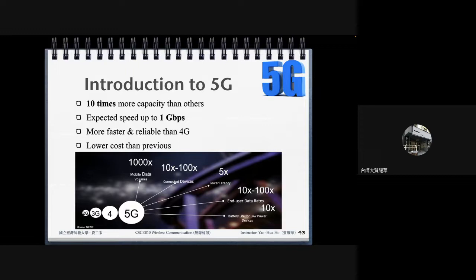So you can see with the fifth generation, the mobile data is 10,000 times more. The number of connected devices nowadays is roughly 100 times more compared to the fourth generation. The latency is 5 times less. The user's data rate and battery life are 10 times better. So you can see the fifth generation is the future that we need to connect everything.